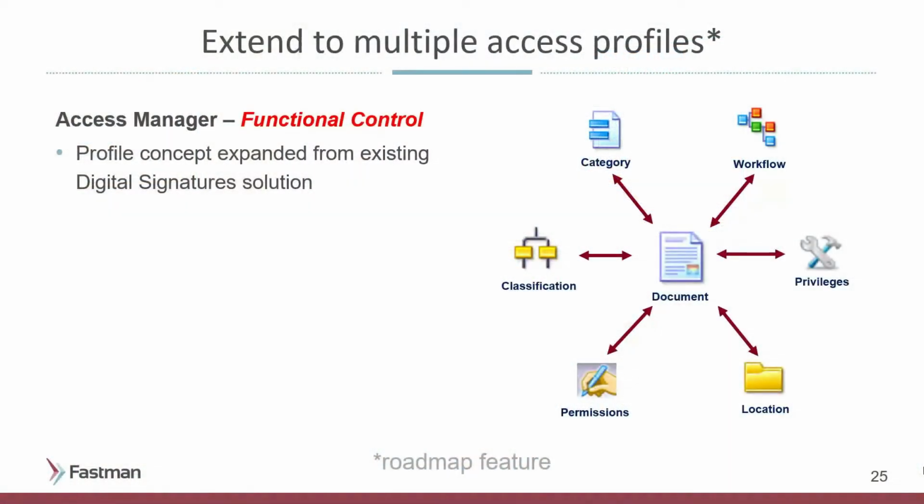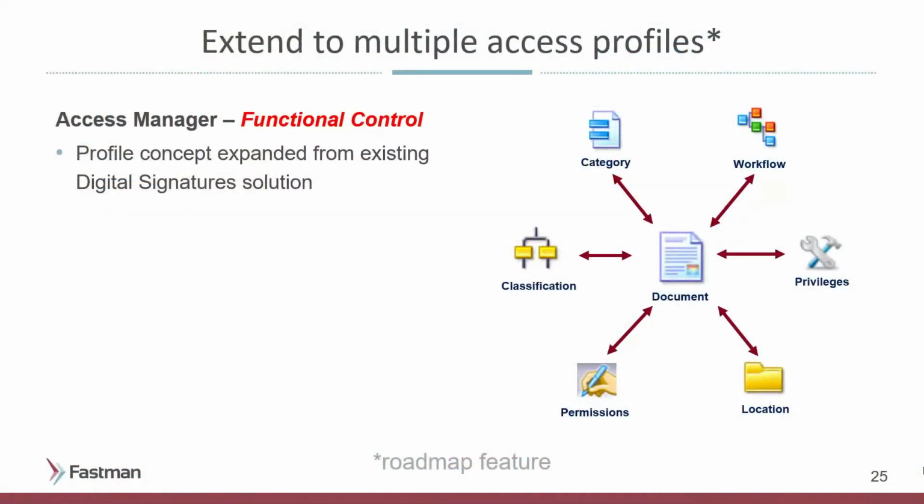And in our advanced digital signatures solution, we have the concept of profiles, which allows you to assign controls based on a number of different criteria. So, for example, if a certain category has been assigned to items, or a classification has been assigned, or it's in certain locations, then a profile will kick in. And in the Access Manager example, a profile will determine what they can and cannot do with certain sets of functions.